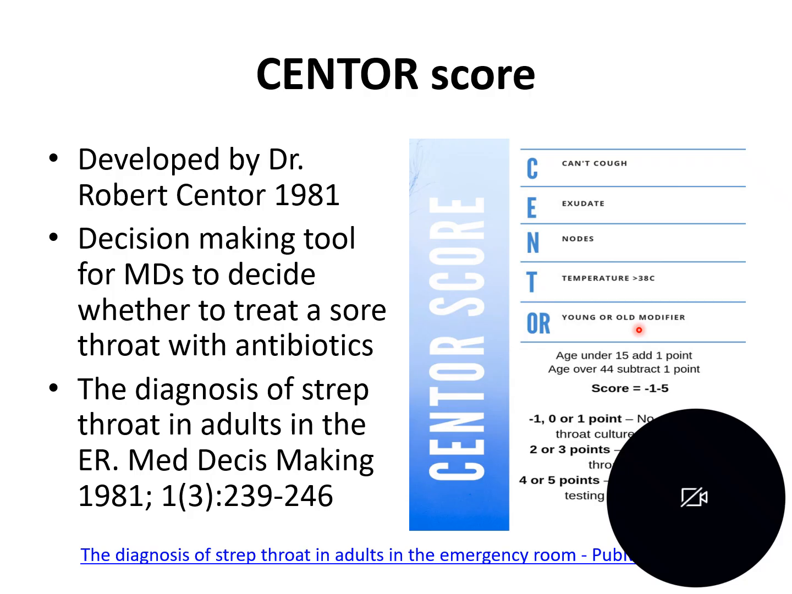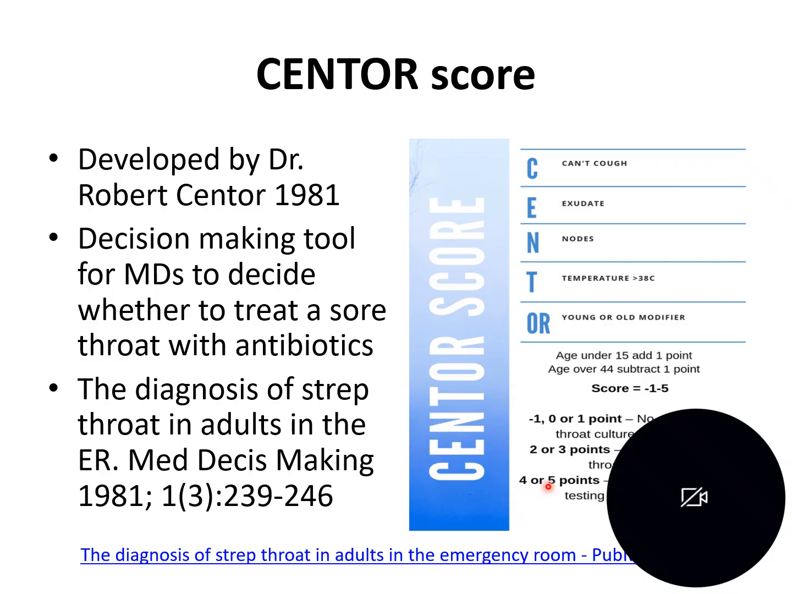Younger people, older people, bacterial infections more likely to be problematic. So if the patient is under the age of 15, you add 1 point. If the patient is over the age of 44, you subtract 1 point. And then you count up each of these as 1 point. And you get a score between 1 to 5.